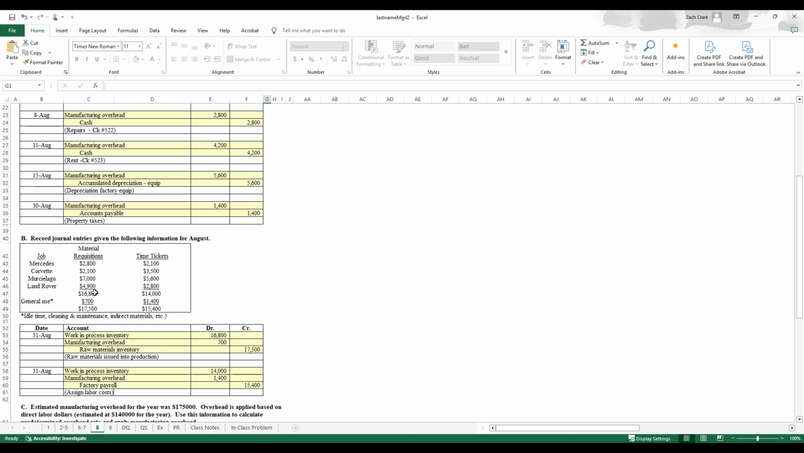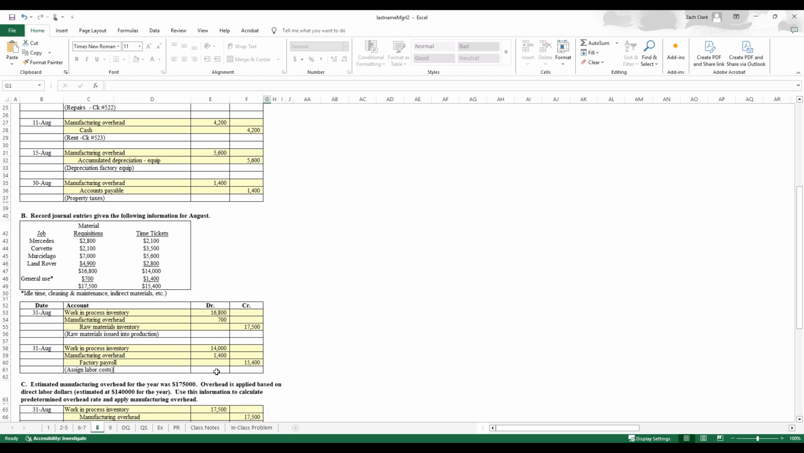And you can tell that total based on the material requisition. And remember that we've got a portion that's overhead and a portion that's direct labor. And then same thing with time, a portion that was direct materials and a portion that was indirect materials. And then down here we have a portion that's direct labor, 14,000, and indirect labor into overhead of 1,400.